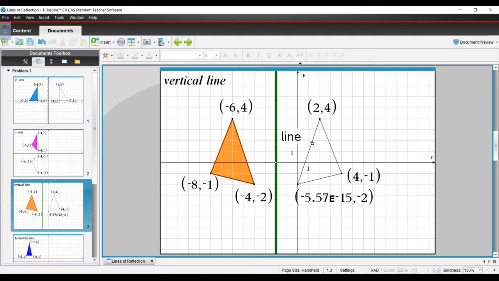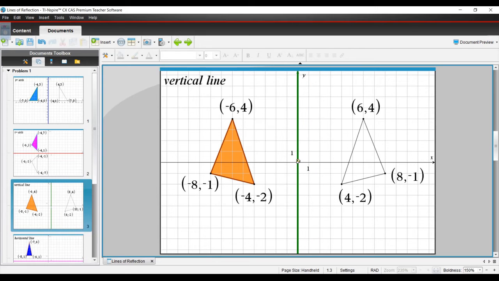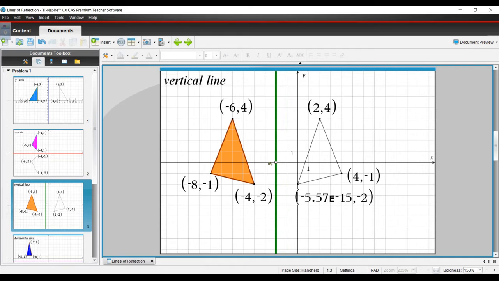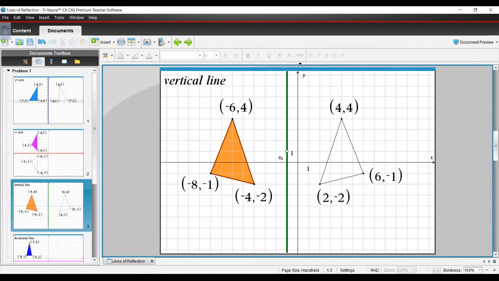And by the way, I can move this line however I want to. When I move it back there, they're opposites, right? But as I move it closer, notice those x values are changing. So how can we actually see what those x values are supposed to be? Well, let's take a closer look.